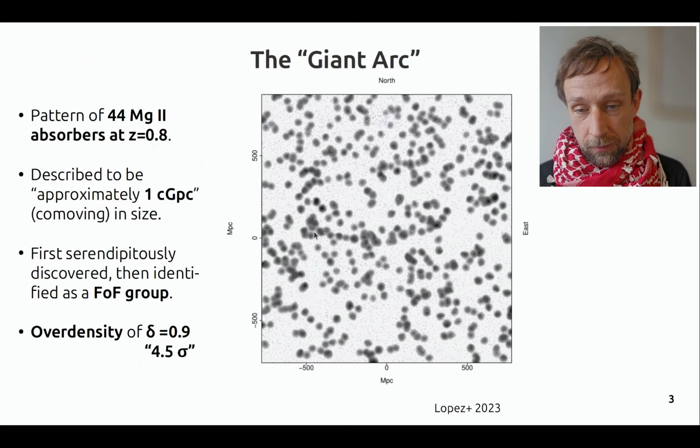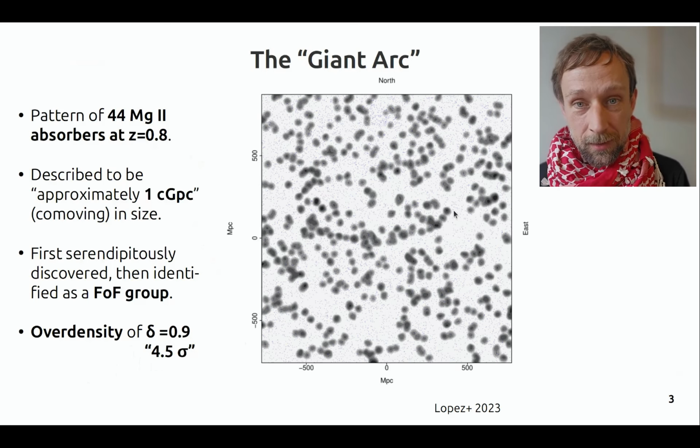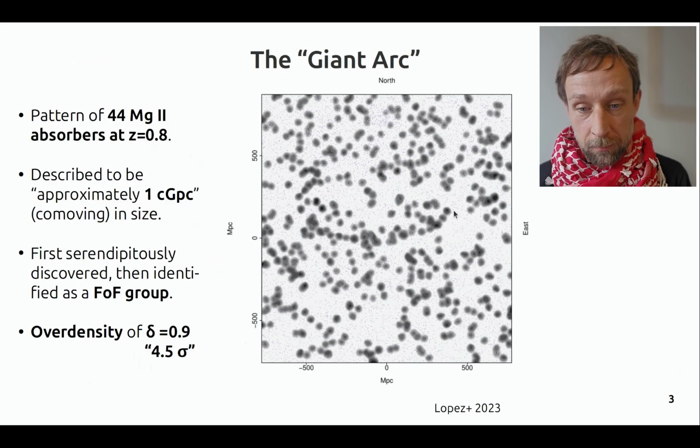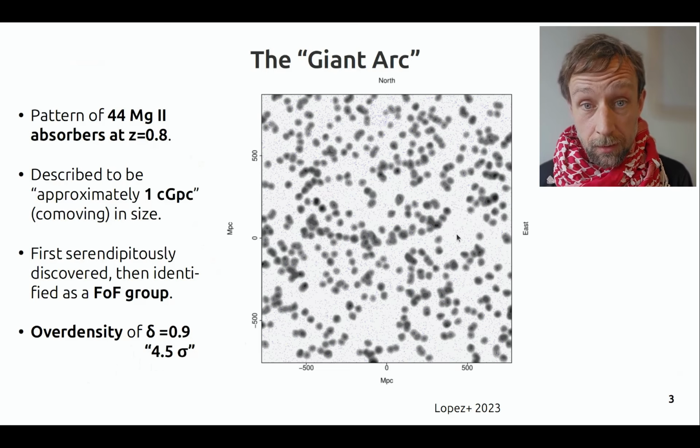The giant arc, which you can see here in the middle, was first discovered by eye and then confirmed as a friends-of-friends group. It contains basically 44 magnesium-2 absorbers. Magnesium-2 absorbers you can see here as gray circles, and in the background in blue you see the quasars in the same field of view. This figure is from Lopez et al. 2023 that described the discovery of the giant arc.